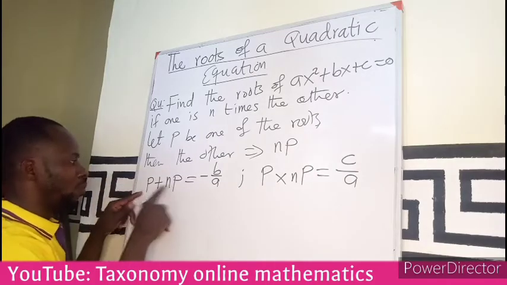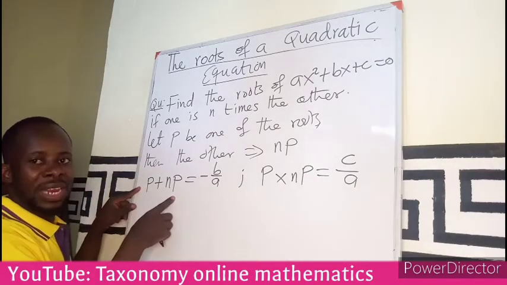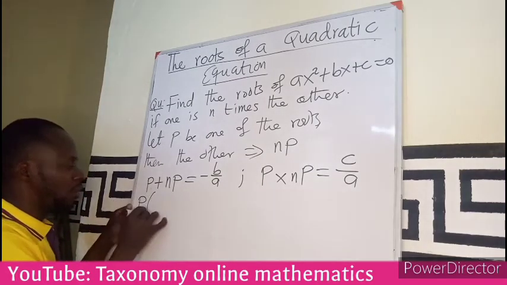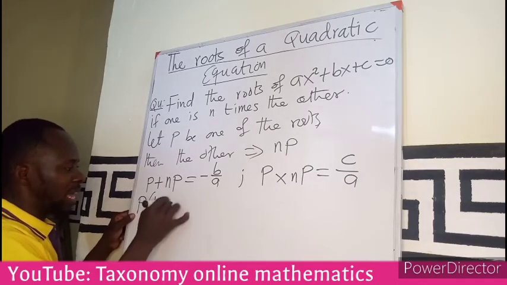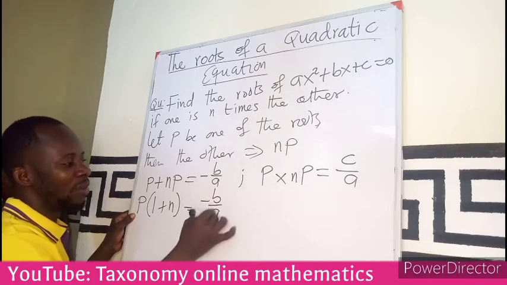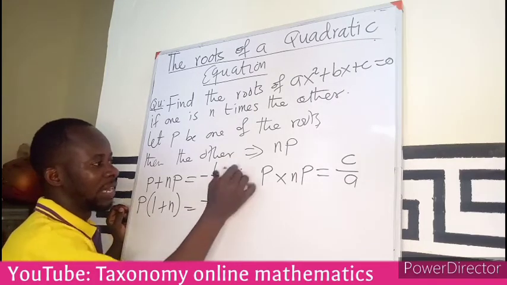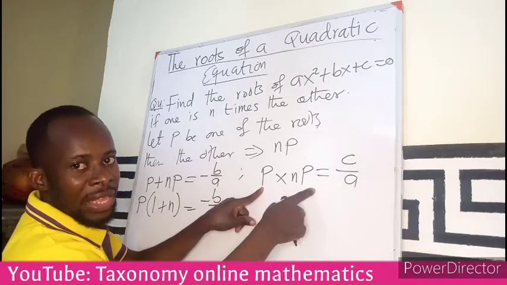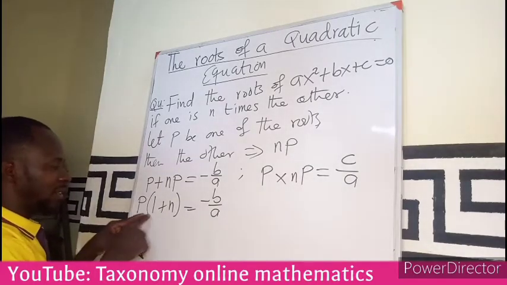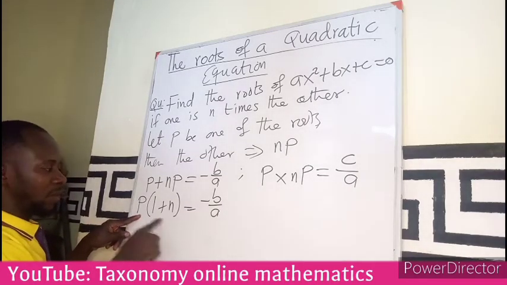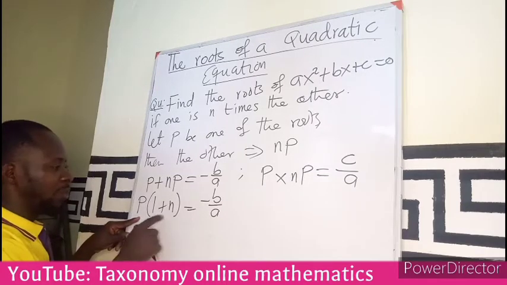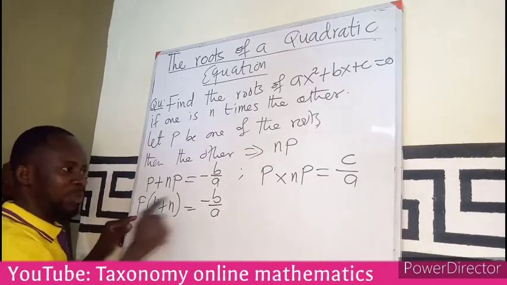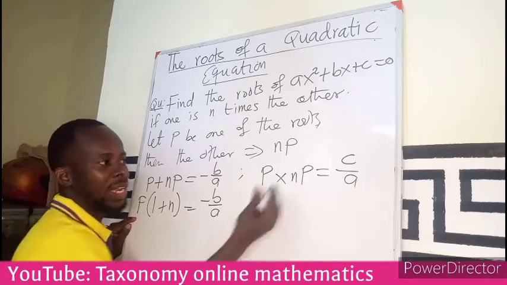Now we want to make one of them the subject, so let me make p the subject by factorizing. If I factorize p out, I'll be left with p times (1 plus n) equals minus b over a. This gives me p squared times n for the product. Since p has a factor multiplying it, I can send this factor to divide, so that I can get p and substitute into the second equation.